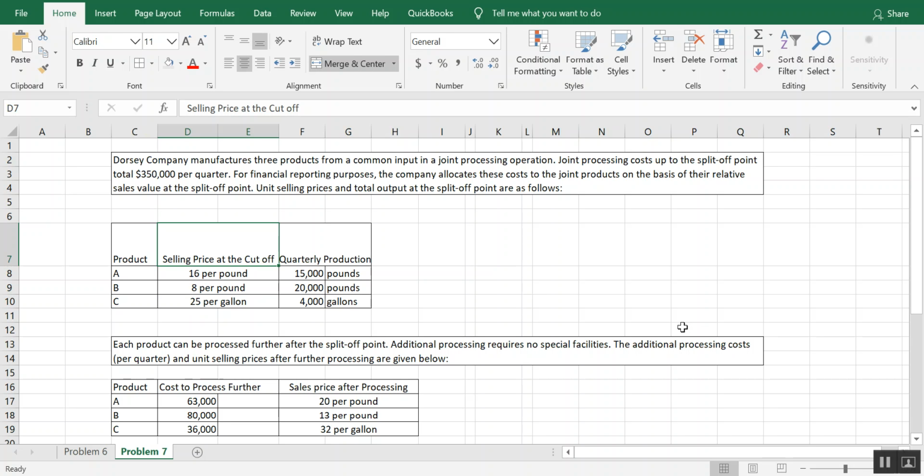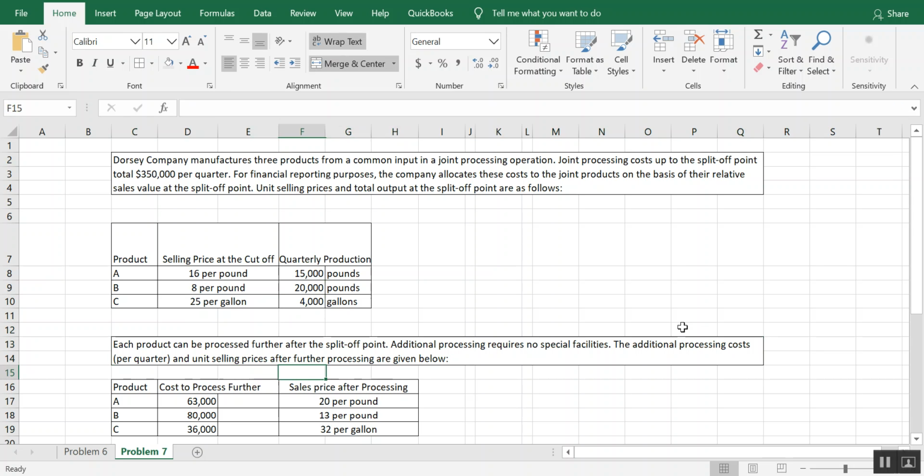So at the split off point or the cutoff point, we have product A that would sell for $16 a pound, product B that would sell for $8 a pound, and product C that would sell for $25 a gallon. Now, the quarterly production for product A is 15,000 pounds, product B is 20,000 pounds, and product C is 4,000 gallons.